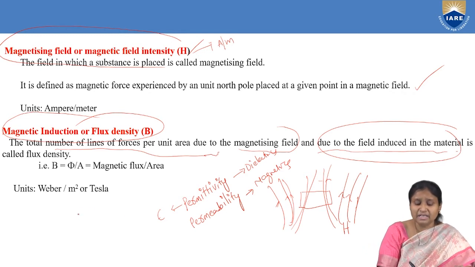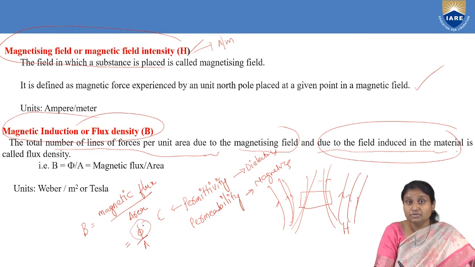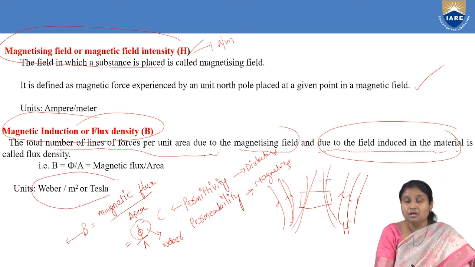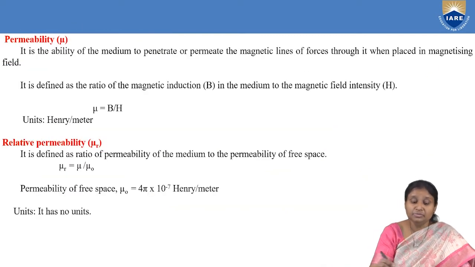Now coming to the formula for magnetic induction, it is given as magnetic flux by area, and we know that magnetic flux is given by phi, and of course area is A. So what is the unit for magnetic flux? We know that magnetic flux is given in Weber. So what is the unit for B? Units for B come out to be Weber per meter square, or this Weber per meter square is called Tesla.